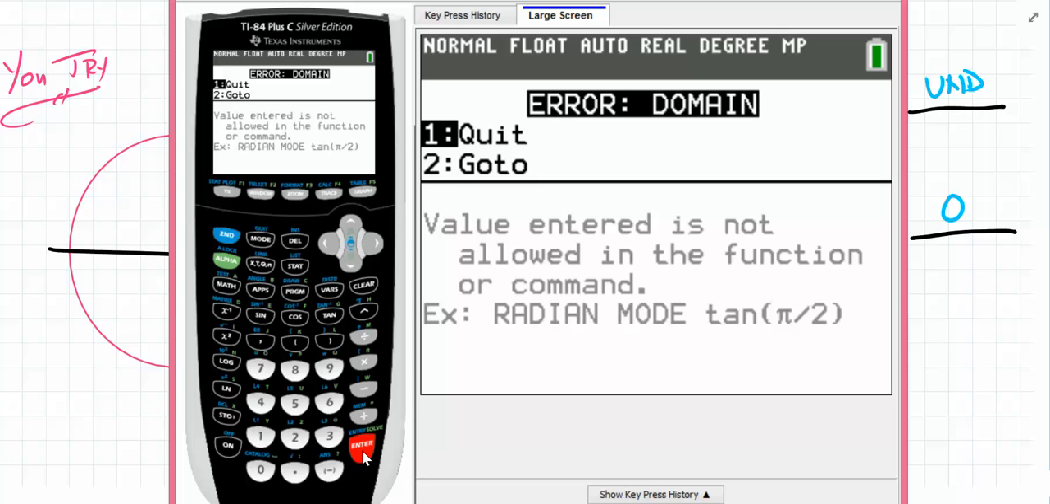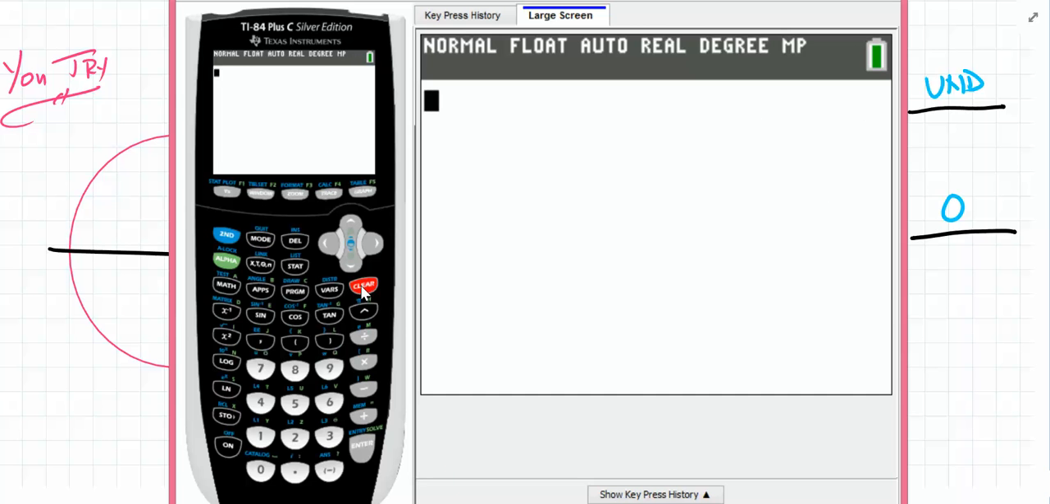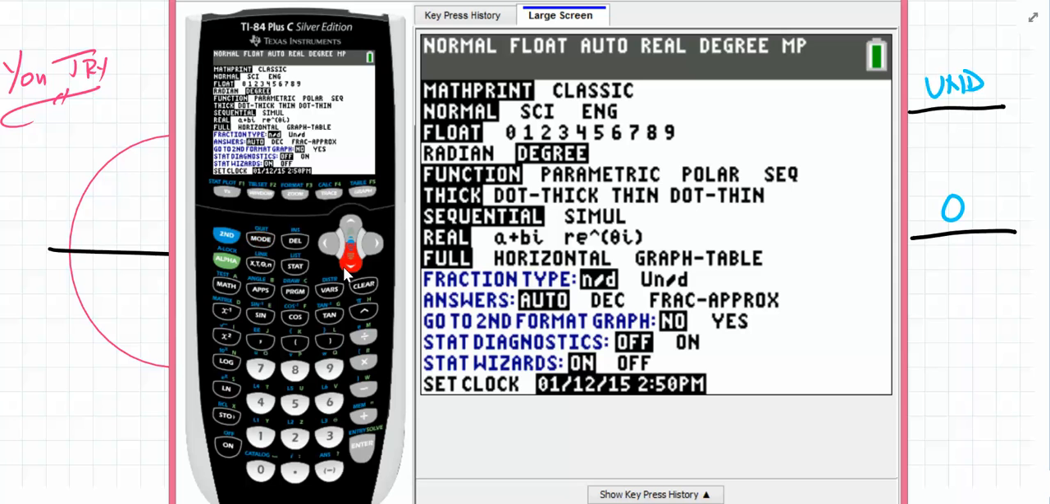Clear everything, and punch in sine 90, and then push enter. Sine 90 equals 1, okay? Leave that on your screen just like it is on mine. Now, I want you to change your mode. Go to mode, go down to radian and put your calculator in radian mode, like I have now. Then hit second quit, go back to your screen and punch in sine 90.